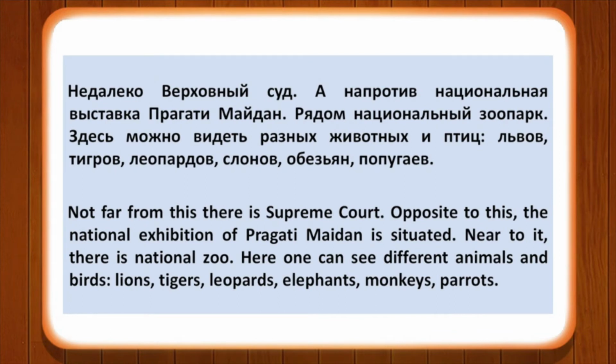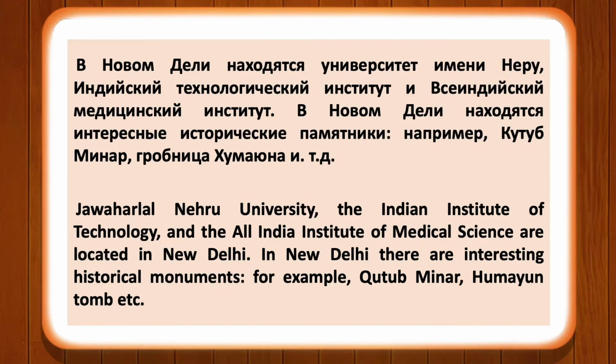Not far from this, there is a Supreme Court. And opposite to that, the National Exhibition of Pragati Maidan is situated. And near to it, there is a National Zoo. Here one can see different animals and birds. For example, lions, tigers, leopards, elephants, monkeys and parrots. Jawaharlal Nehru University, the Indian Institute of Technology and All India Institute of Medical Sciences are located in New Delhi. In New Delhi, there are interesting historical monuments. For example, Qutub Minar, Humayun's Tomb, etc.